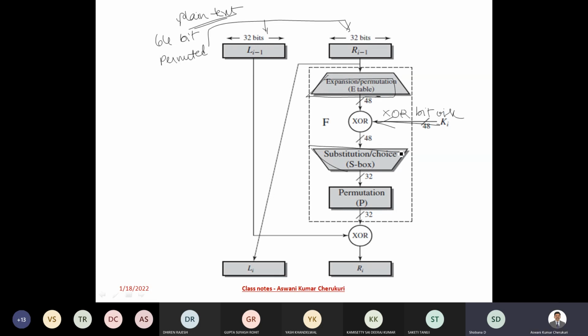Then there is the substitution operation through 8 S-boxes, then the permutation operation through the P table, and whatever you get has to undergo a bitwise XOR operation with the left half. So this is the plain text side processing. Is this clear? I hope you recall the initial steps we have done. On the plain text side, it is clear.